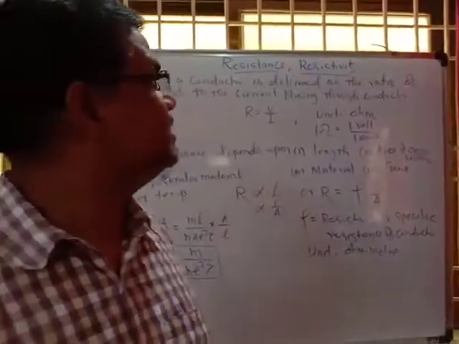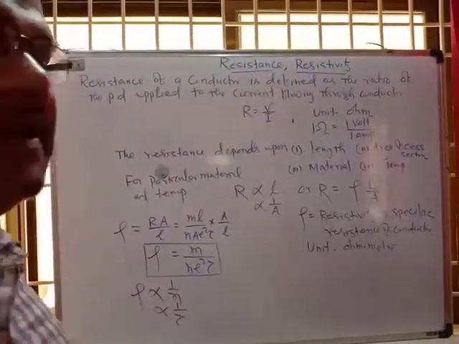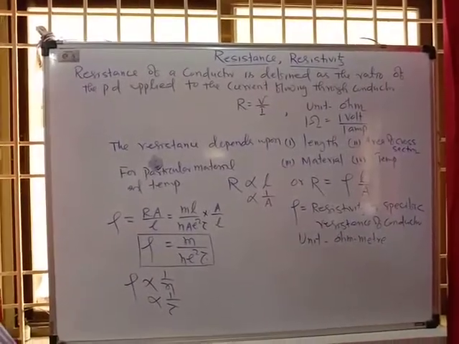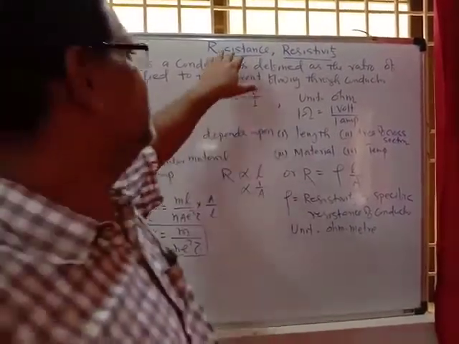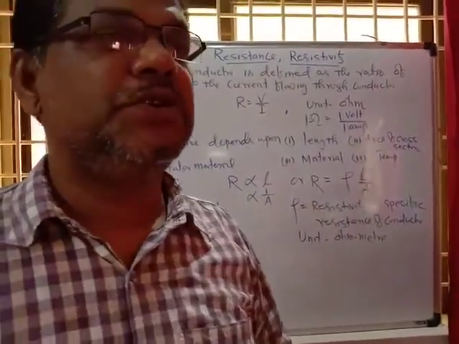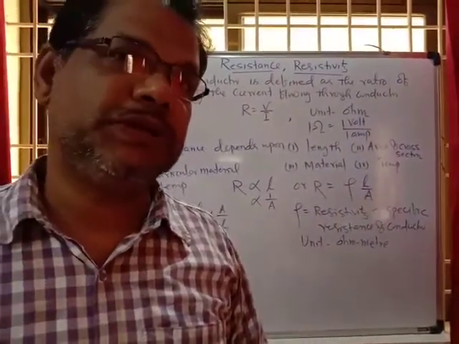In this video we are going to discuss two terms: resistance and resistivity. What is resistance actually? Resistance is the obstruction which opposes the flow of current through the conductor.